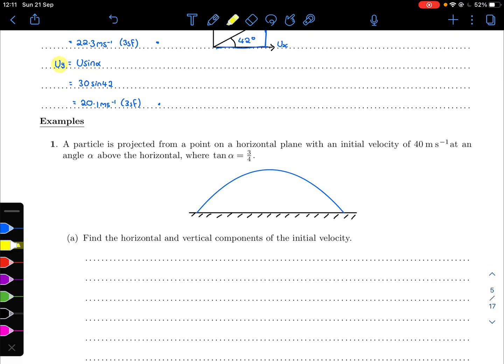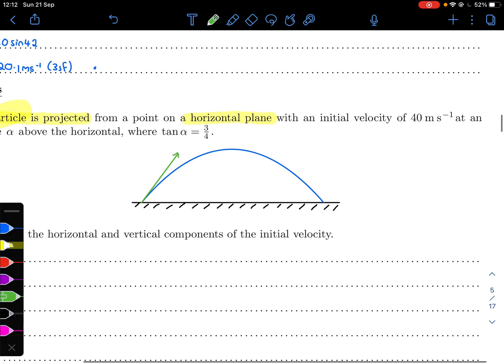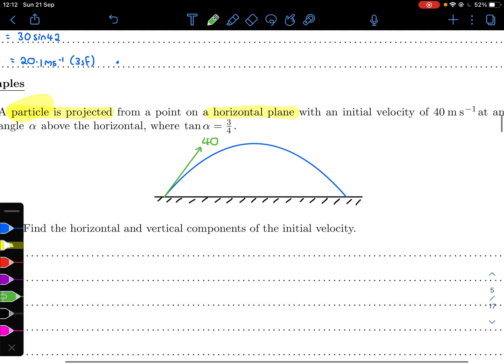So, in this first one, we've got a particle being projected. So, a particle, we know we're ignoring air resistance and rotation. It's from a point on a horizontal plane. So, it's starting on the plane and then ending on the plane, presumably. Hence why I've started my diagram off like this. And it has an initial velocity of 40 meters per second, and it's projected at an angle of alpha. So I can add on my initial velocity of 40 meters per second. I'll leave the units off to keep the diagram clearer.